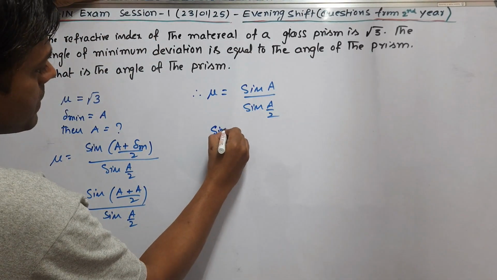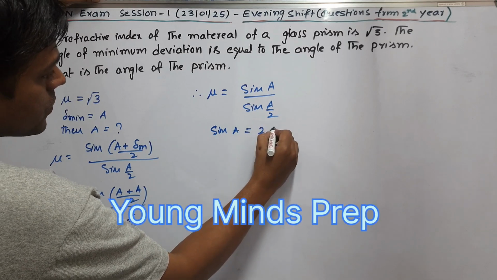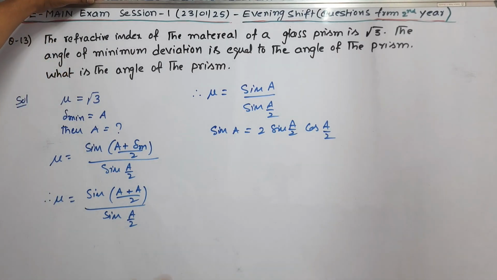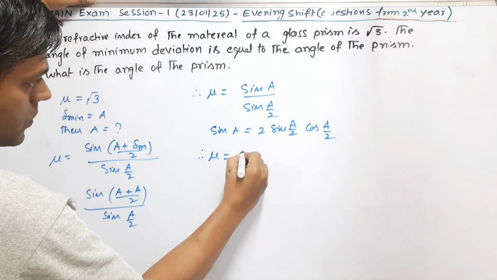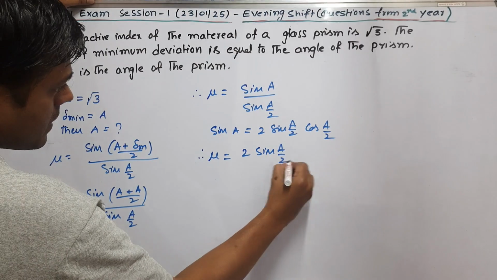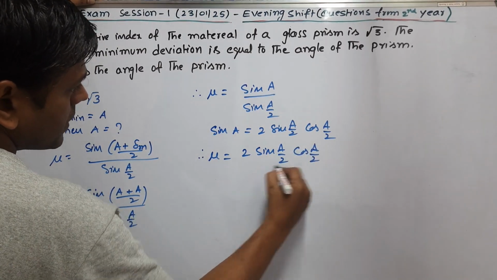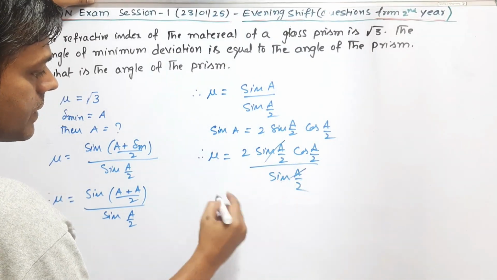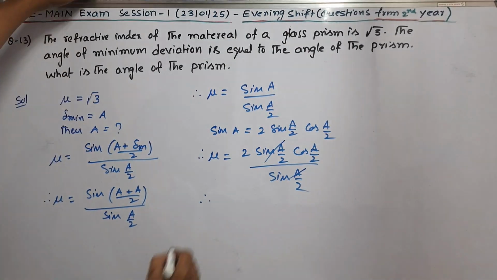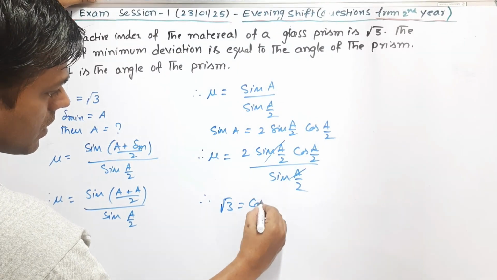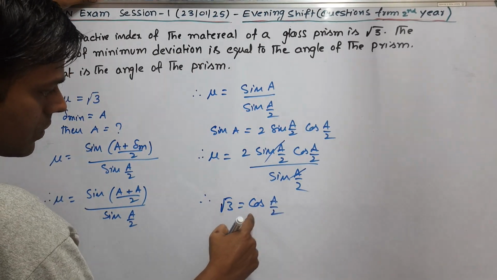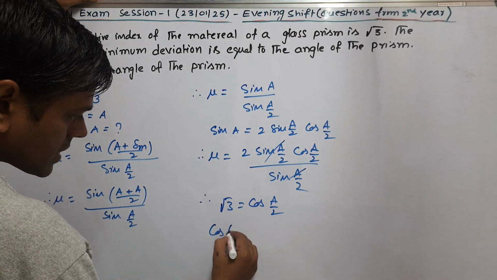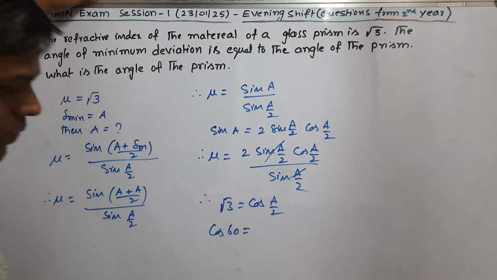You know, in trigonometry we have a formula: sin A is equal to 2 sin A by 2 into cos A by 2. Therefore, mu is equal to 2 into sin A by 2 into cos A by 2, by sin A by 2. So this sin A by 2 and sin A by 2 cancel. You know, mu is equal to root 3. Therefore, root 3 is equal to cos A by 2. You know, what is the value of cos? That means cos 60 degree is equal to root 3.